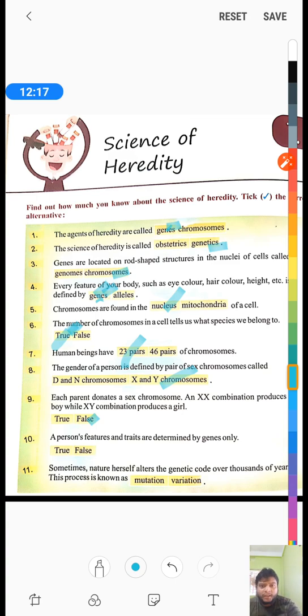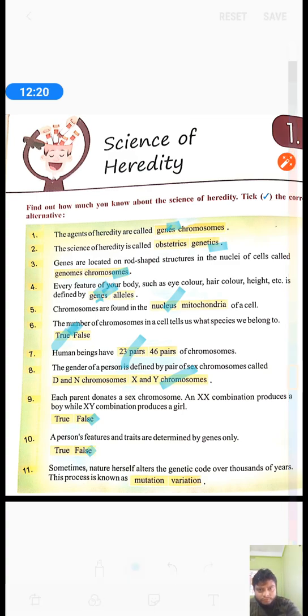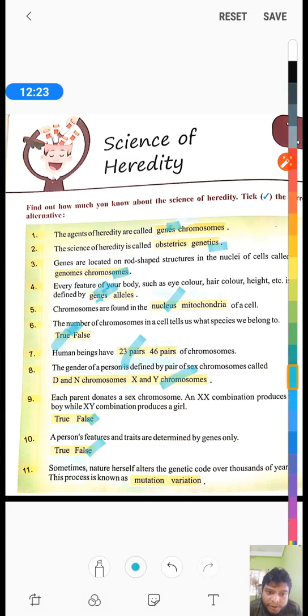So, this answer will be false, because if a child is malnourished, however tall the parents are, that child may suffer from dwarfism, gigantism, and many other diseases may happen, because nutrition is also very important. So, we cannot say that genes alone determine the traits and features of a person. It can be environment and many other things. Okay. Now, the last one for this chapter.